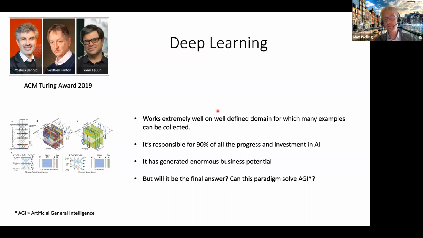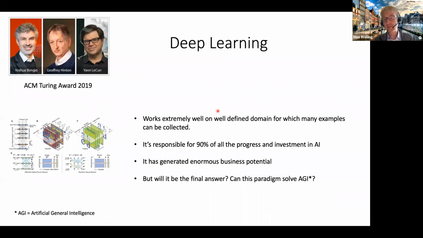It's producing huge business potential. But in the academic community, there's also doubt whether this will be the final answer. The question is whether scaling this technology further, with more data and more compute power, basically building a big differentiable computer, will actually solve AGI, the artificial general intelligence problem.